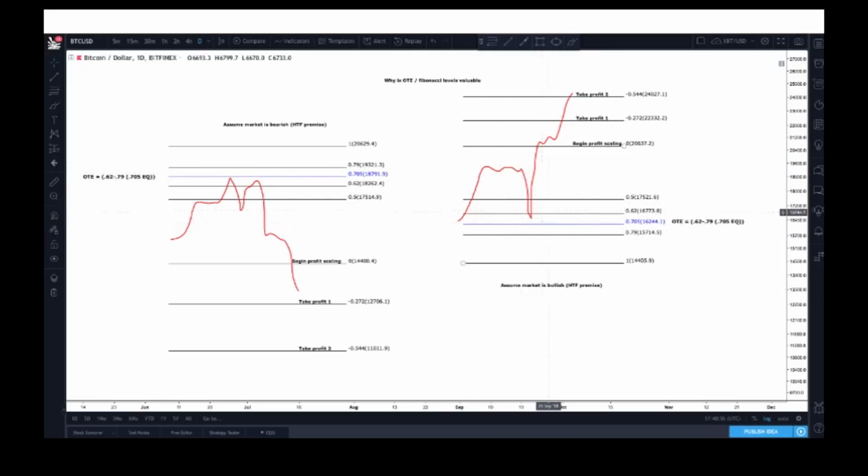You decided to exit that short, enter long at the 0.705 OTE, bounce there, and then this is where you'd take profit, similar to the downward trending market. Your take profits would be the 0, the 27.2, and the 54.4. And this would be if you're assuming that the higher time frame premise is bullish and the market is upward trending again.